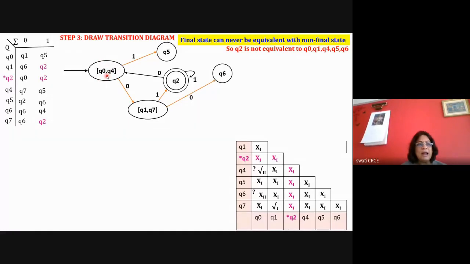So see here, and now you can verify your answer. Here you should not get any issue. If you are getting any issue here, your equivalent states are wrong. So Q4 with 0 should go to Q7. I'll check: Q4 with 0 is going to Q7, because these are combined together, and it is rightly going to Q7. Then Q4 with 1 is going to Q5. So here there is no issue. For Q0 I have drawn the transitions and Q4 I am verifying. If I'm not getting any conflict here, that means my answer is correct.